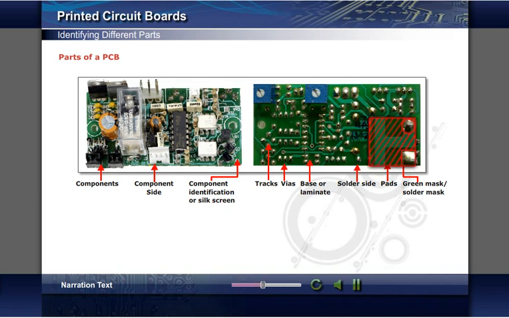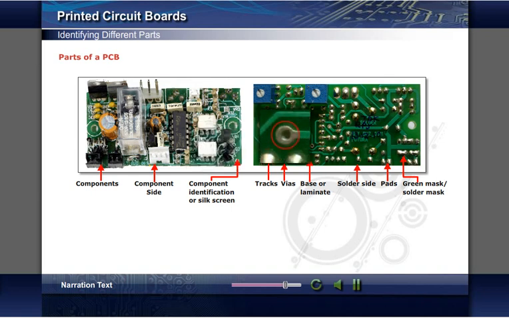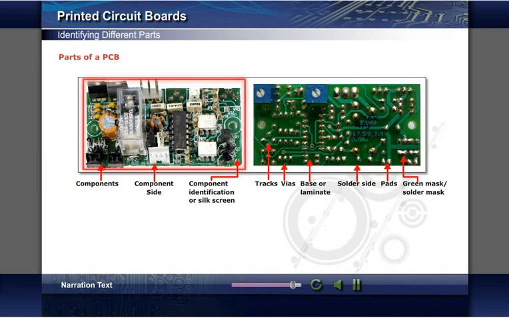Green mask or solder mask is generally a green colored coating. It is a protective coating applied over tracks and not pads. Component identification or silk screen is white text printed on green masking. The text contains information about circuit components. Vias are smaller pads where components are not mounted. These help to electrically connect a track from one side to the other. Component side is the side on which the majority or main components are mounted. Solder side is the side opposite to the component side.